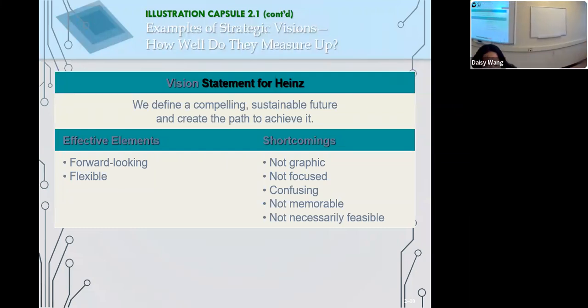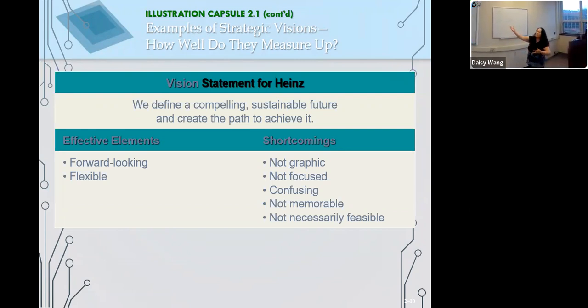Anybody? Thank you. We define a compelling, sustainable, and creative path to achieve. So they talk about a sustainable future and create a path to achieve it. Very forward-looking, very flexible because we don't know what they want to focus on. But can you imagine, what is Heinz? What do they sell? Ketchups. So what does that have anything to do with it?